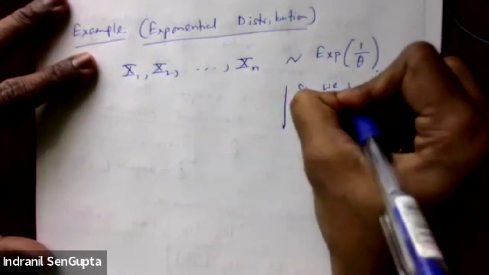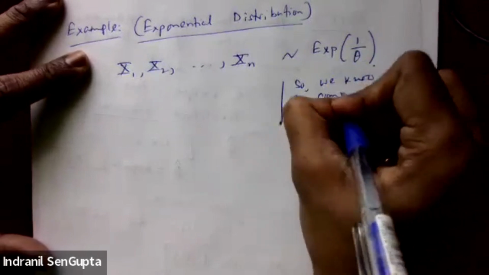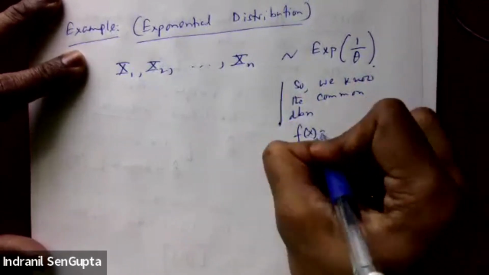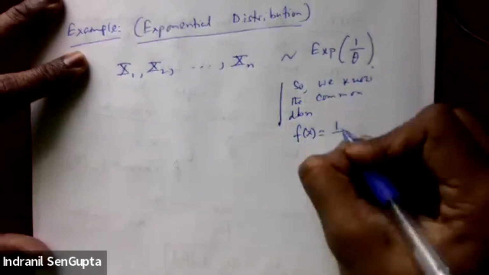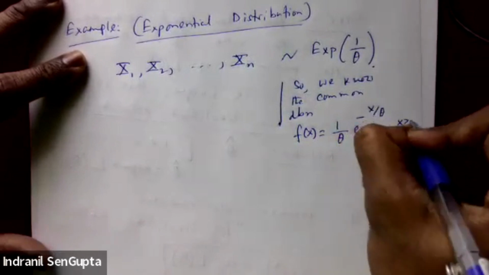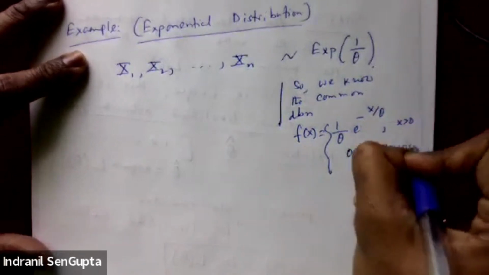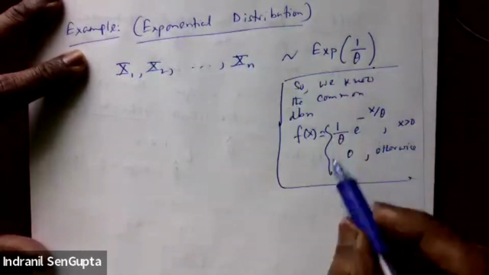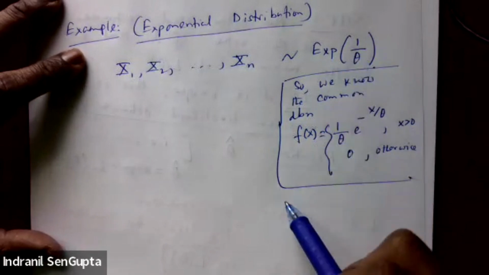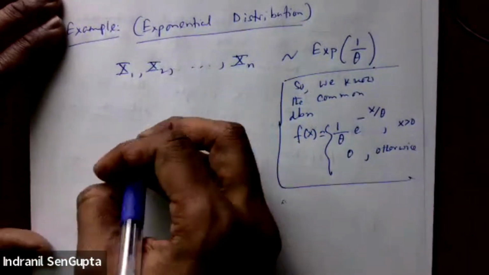we know the common distribution is f(x), which equals 1 over theta e to the minus x over theta for x positive and 0 otherwise. We know that this is the structure of the common distribution. What we don't know is what this theta is. Okay. So now, step 1.